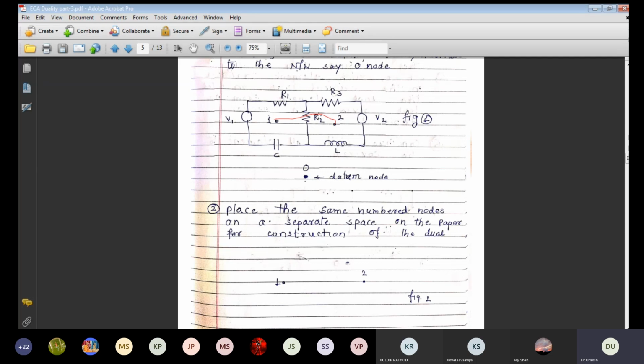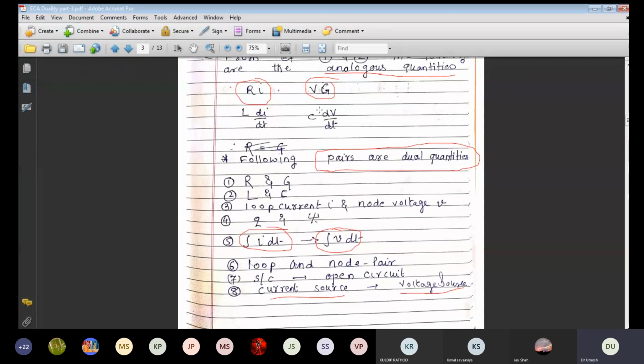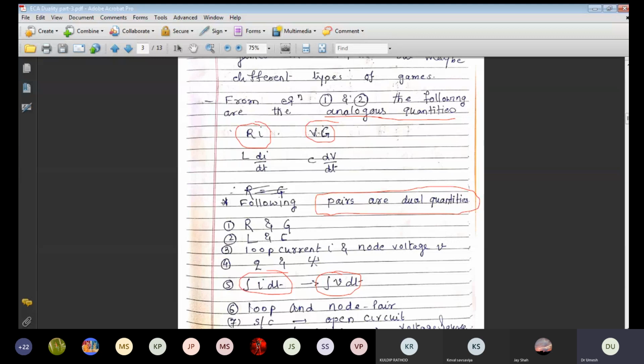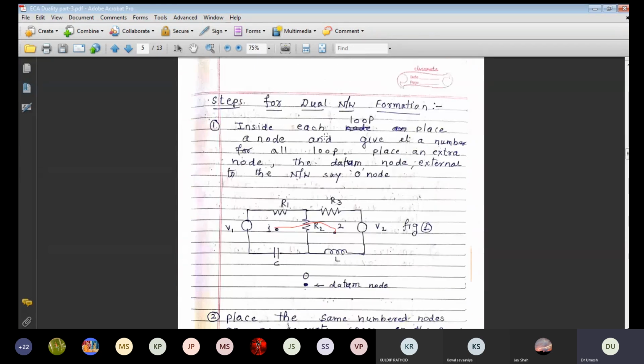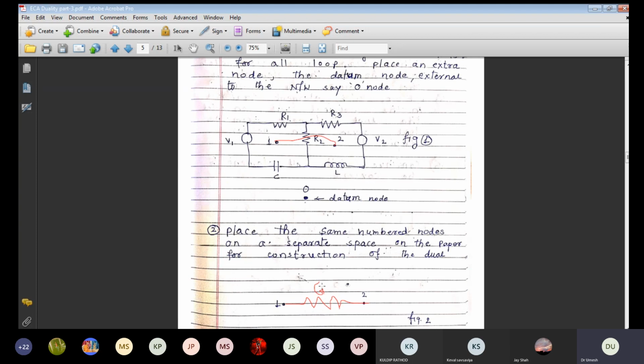So between 1 and 2, what resistance is connected? What is the dual analogous quantity for resistance? What do we have to put in place of resistance? We have to put G. G means the same as resistance, 1 upon R, you can say that G is conductance. So I am putting that between 1 and 2. I have written G.